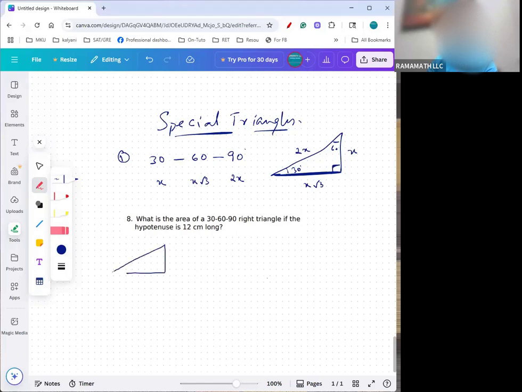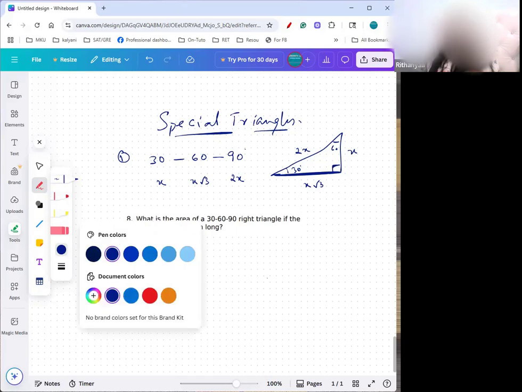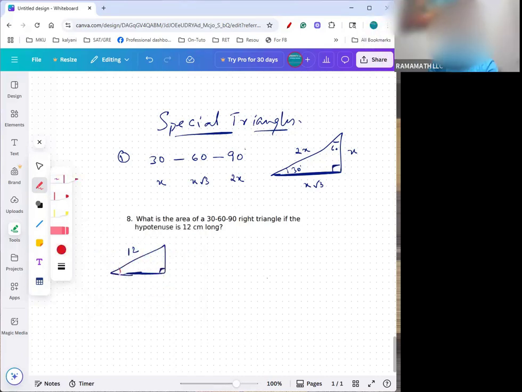Okay, so I drew out my triangle and then I labeled the sides. So the hypotenuse is always across from the 90 degrees. So that would be 12 centimeters long. And then I just chose one angle to be 60 degrees and one angle to be 30 degrees. Okay, good job.